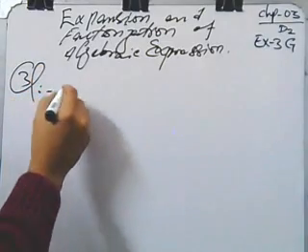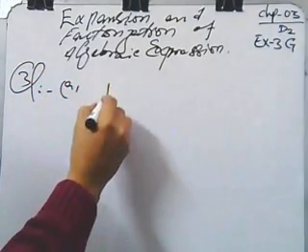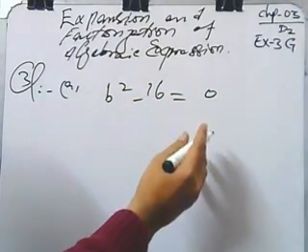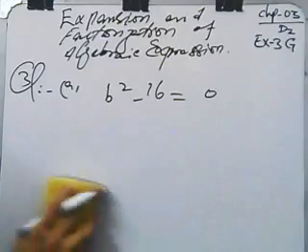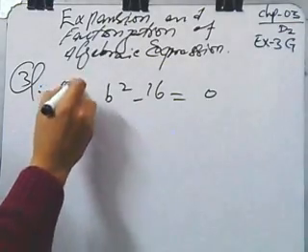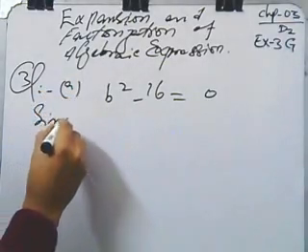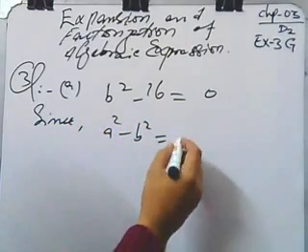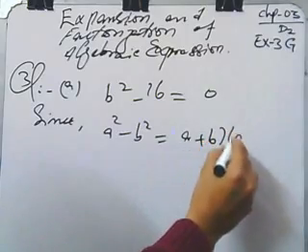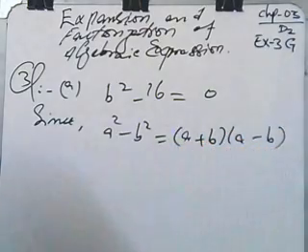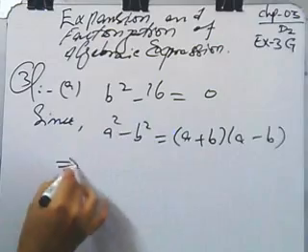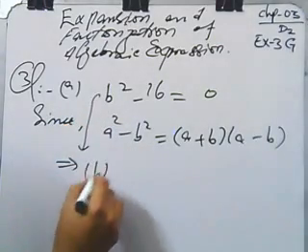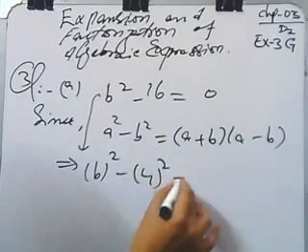Solve the following. Again solve. b square minus 16 is equal to 0. So we are well familiar with the difference of two squares formula, that is a square minus b square is equal to a plus b and a minus b. So the given question can be written in perfect square form. You see here, that is b whole square minus 4 whole square, since 4 fours are 16, is equal to 0.